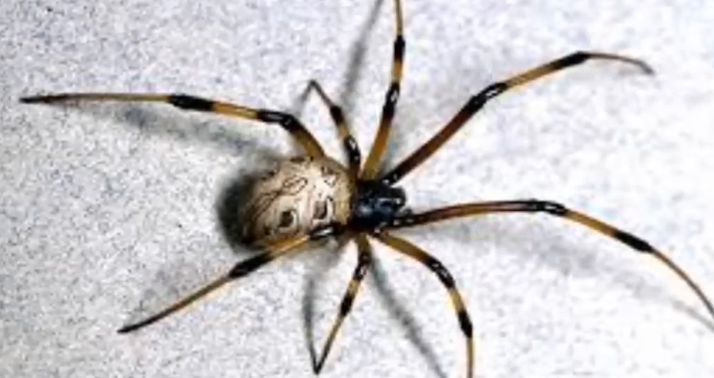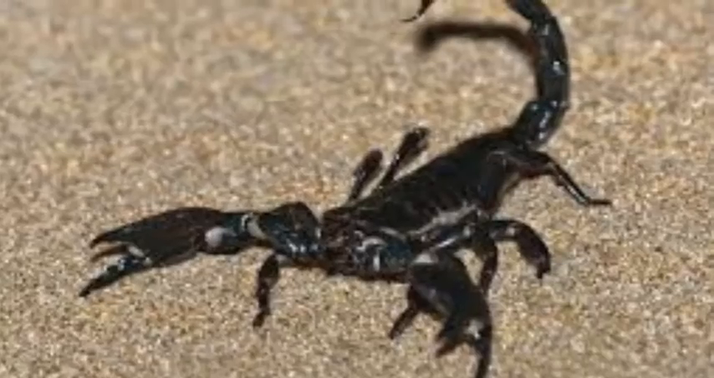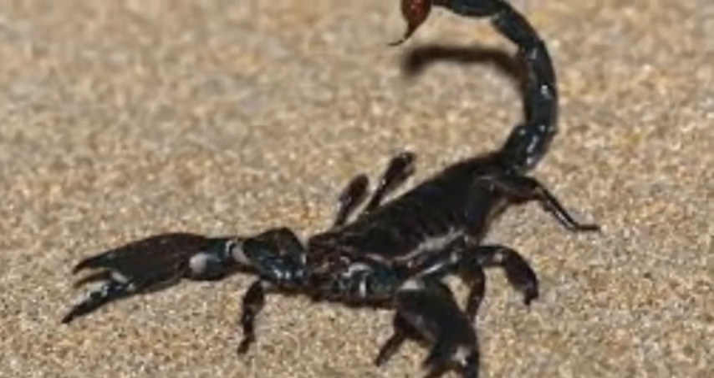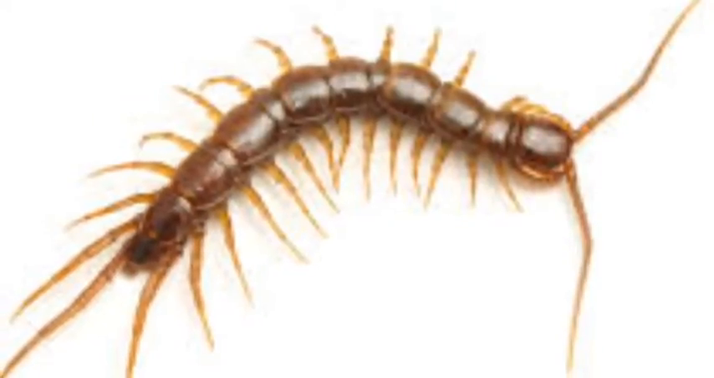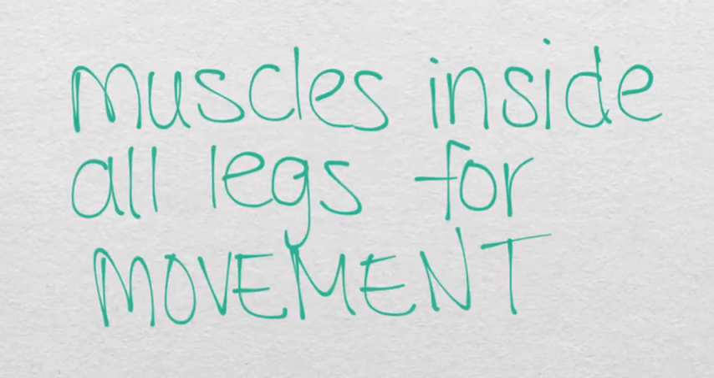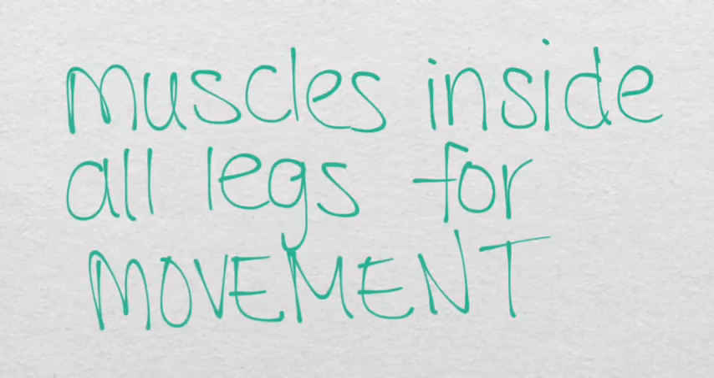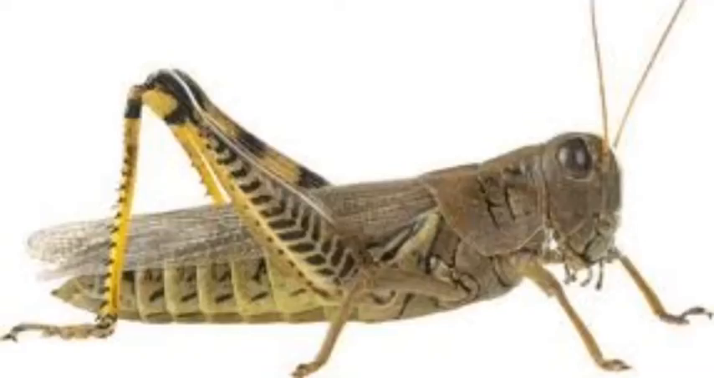Spiders are part of the class Arachnida. All arachnida have 8 legs. Centipedes are part of the class Chilopoda. Millipedes are part of the class Diplopoda. They have muscles inside all legs for movement. Grasshoppers are part of the Insecta class.